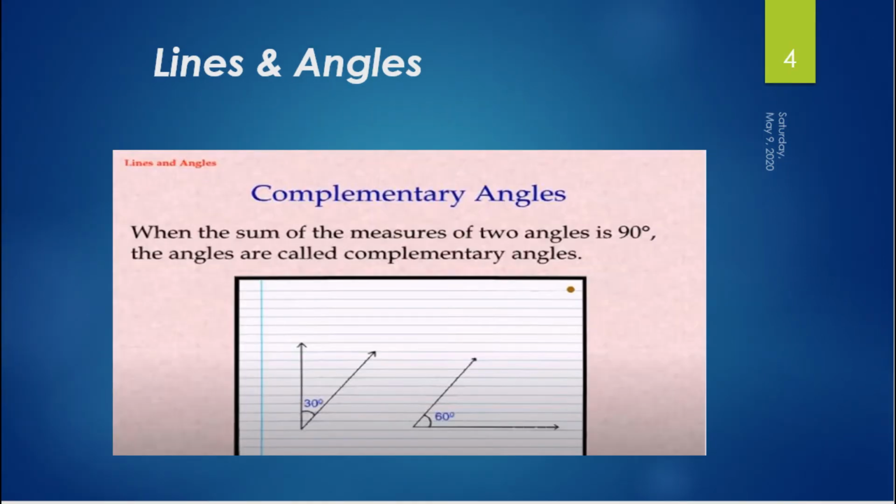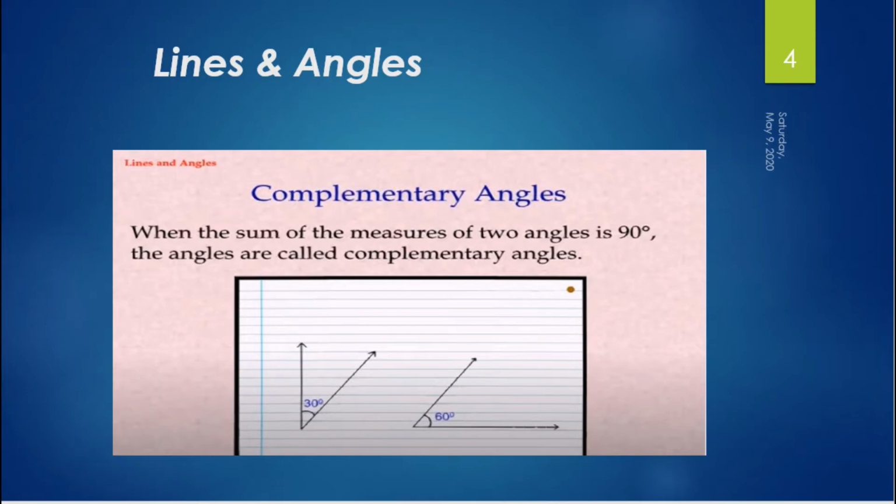Then comes the term complementary angles. When the sum of the measures of two angles is 90 degrees, the angles are called complementary angles. Like in the figure I have drawn here, 30 degrees and 60 degrees. If you add up these two angles, they come out to be 90 degrees. So when their sum is 90, we call them complementary angles. Similarly, the value can be any, but the sum should be 90, then both the angles are complementary.